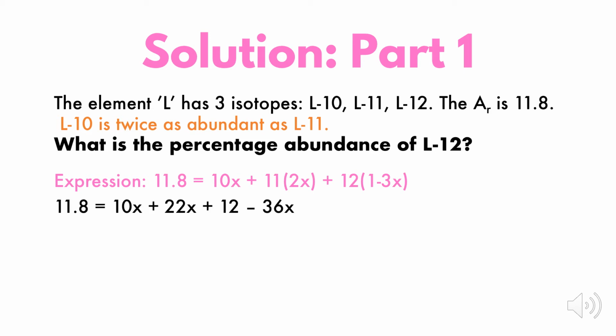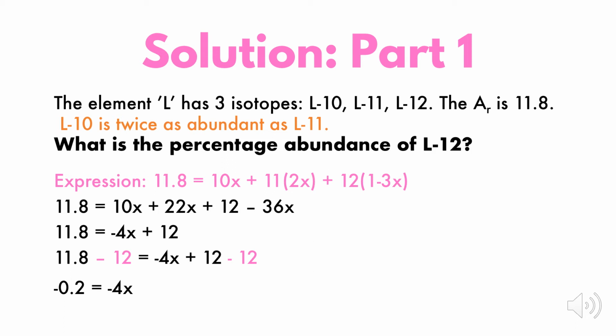Same steps as before. Expand the brackets, combine the x's, simplify the equation by subtracting 12 from both sides. That leaves me with minus 0.2 equals minus 4x. So rearranging that, I can do minus 0.2 divided by minus 4, and that leaves me with x equals 0.05.